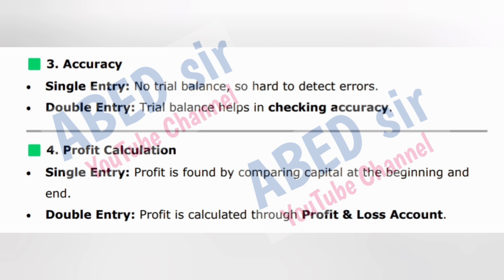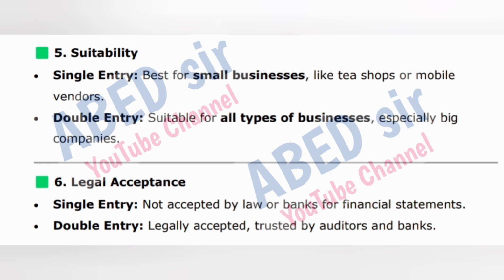4. Profit calculation. Single entry, profit is found by comparing capital at the beginning and end. Double entry, profit is calculated through profit and loss account. 5. Suitability. Single entry, best for small businesses, like tea shops or mobile vendors.